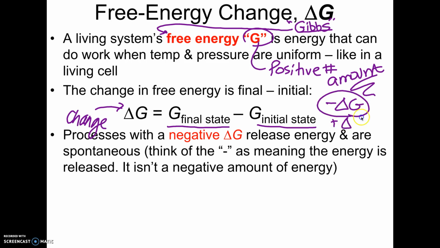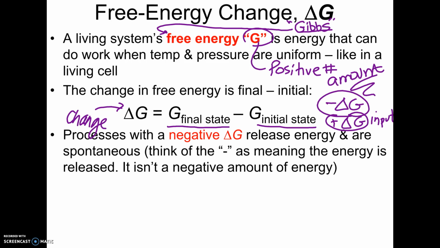If you have a positive delta G, that means energy has to be input. That's the amount of energy that's going to be required to run the reaction. So this is really important because a lot of people think the negative is a negative amount of energy. You can't have a negative amount of energy. The positive and the negative in this formula refer to the direction.